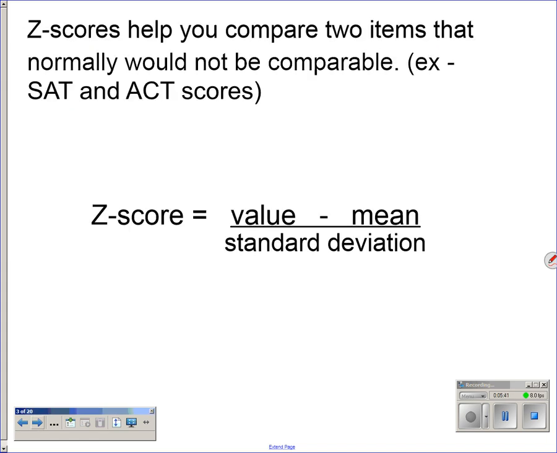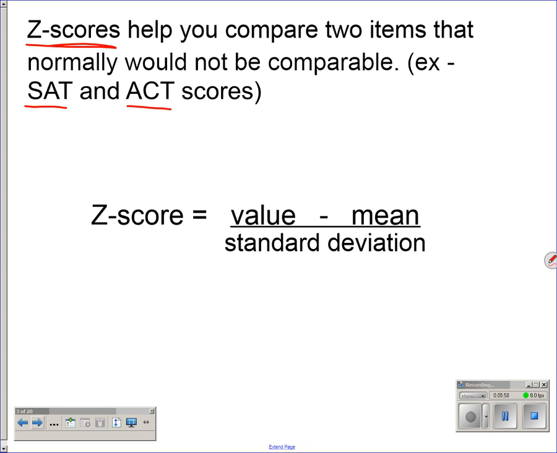All right. So, we use standard deviation to find something called a Z-score. Okay. And the Z-score is pretty cool because it helps you compare two items that normally we couldn't compare. The best example I can come up with is SAT scores versus ACT scores. Okay, so let's think about it.